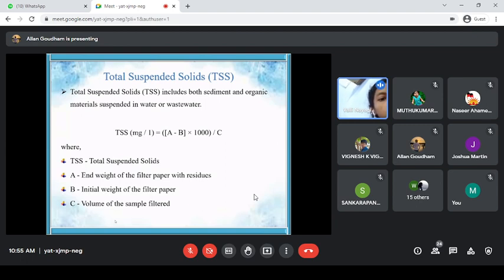The total suspended solids include both sediment and organic materials suspended in water and wastewater. And the formula is TSS equals (A minus B) into 1000 divided by C. TSS is total suspended solids, and A is the end weight of the filter paper with residues, B is the initial weight of the filter paper, and C is the volume of the sample filtered.